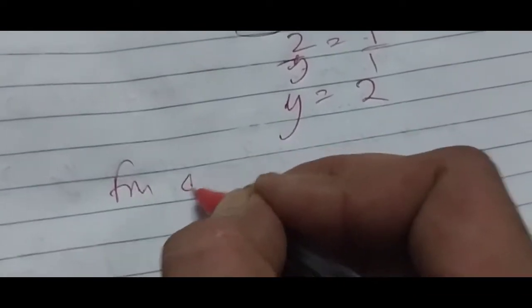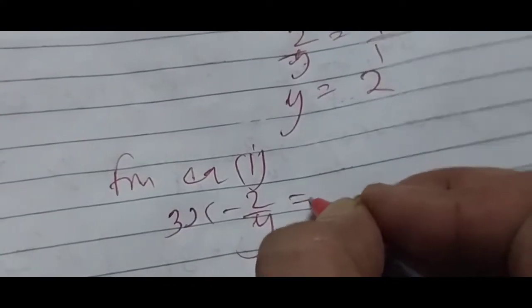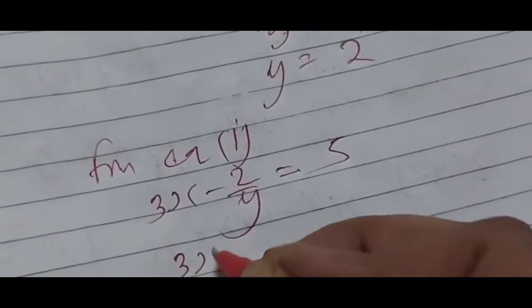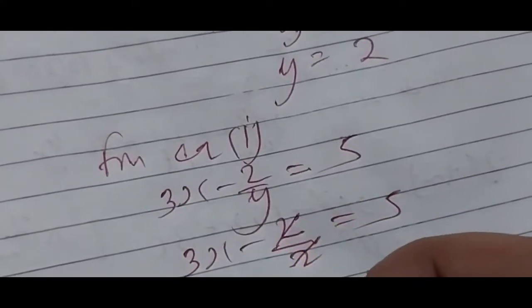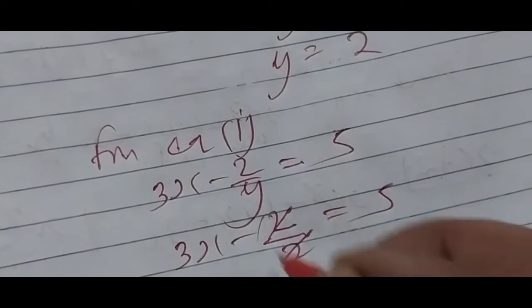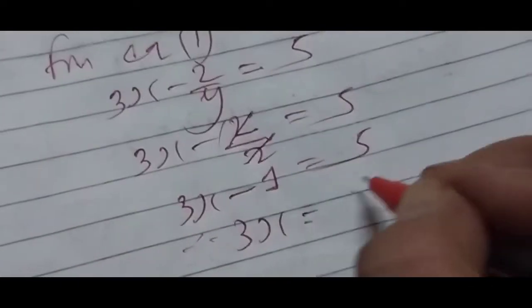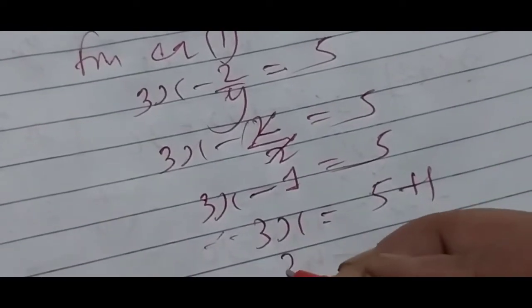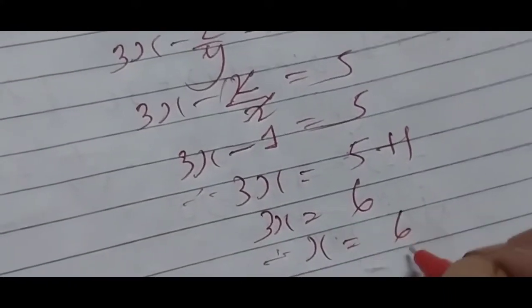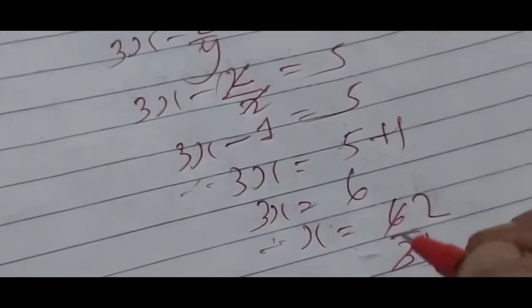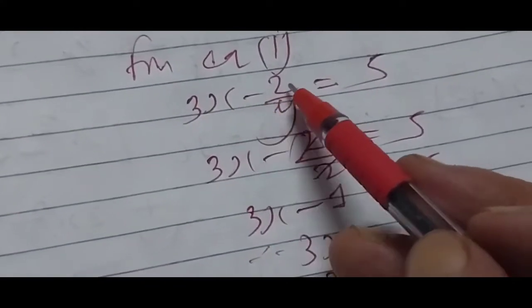Again from equation 1: 3x minus 2 by y equals 5. Then 3x minus 2, the value of y is 2 only, equals 5. 2 we can cut here. Then 3x minus 1 equals 5. Therefore 3x equals 5 plus 1, since minus 1 becomes plus 1. Then 3x equals 6. Therefore x equals 6 by 3. 3 goes down, 3 ones are 3, 3 twos are 6. Therefore x equals 2. Simple.